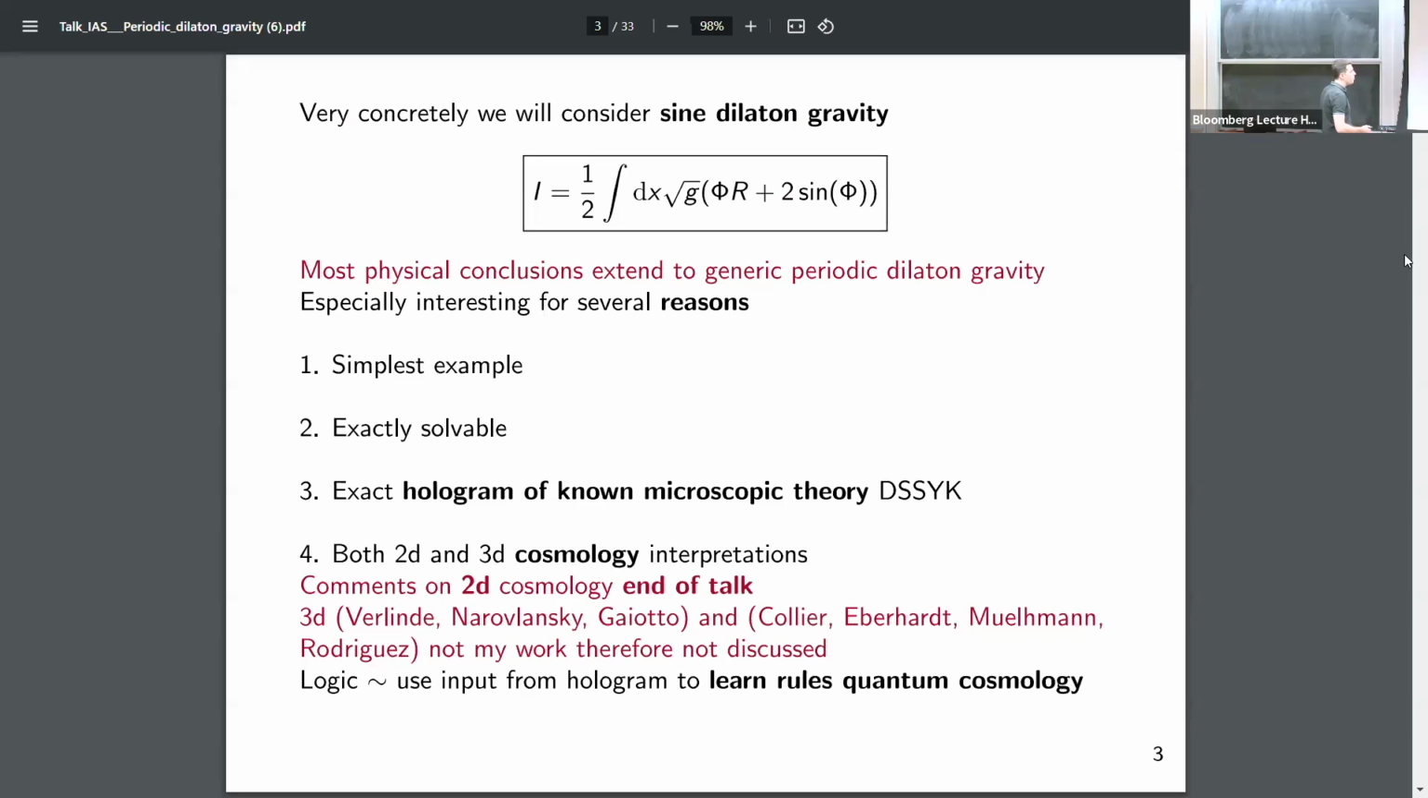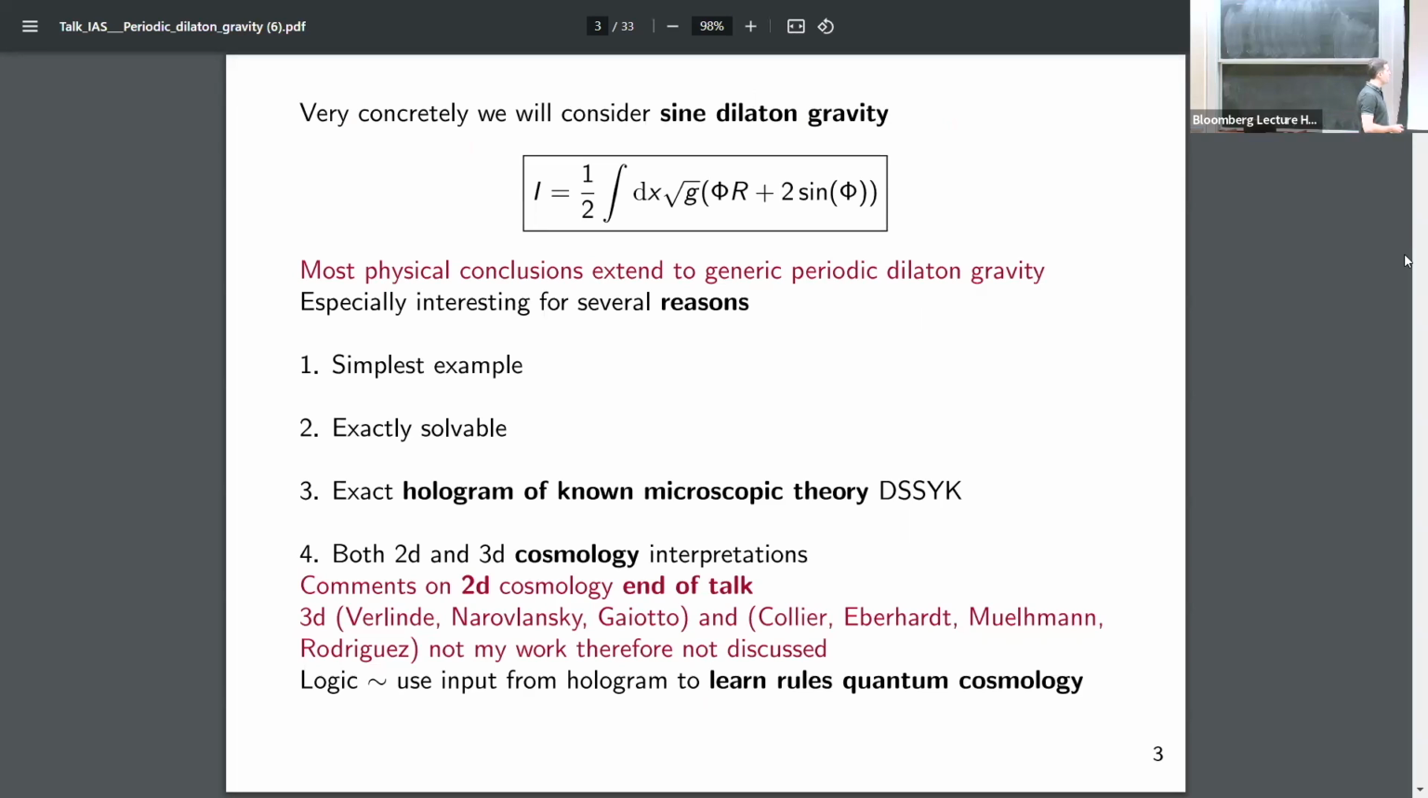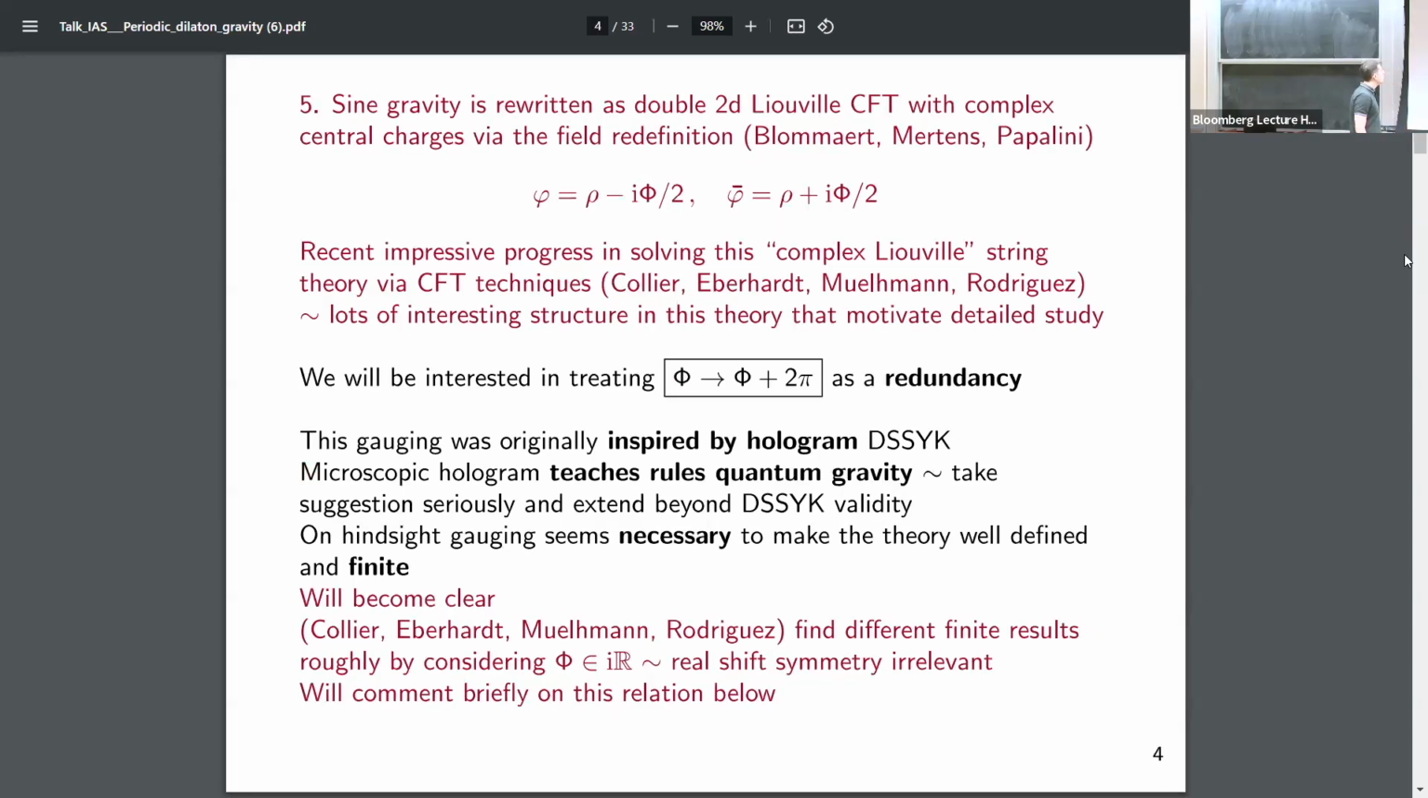Okay, proceeding with, let's just see where we get. Sometimes I think it's better to follow the nose and see what comes out, but these are significant things. I don't quite know how to treat this theory on more general topologies. But anyway, I'm not too interested in that for the moment. Okay, so as I said, we'll be interested in treating the shift symmetry as a redundancy. And yeah, this gauging was originally inspired by double-scaled SYK. Okay, as a motivation, but in hindsight, it actually seems necessary to make the theory well-defined, as you'll see from the equations that follow.